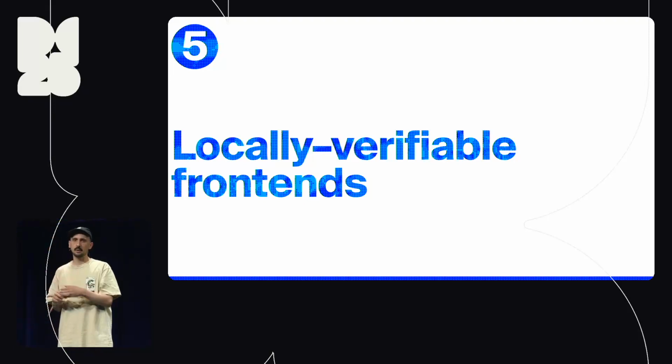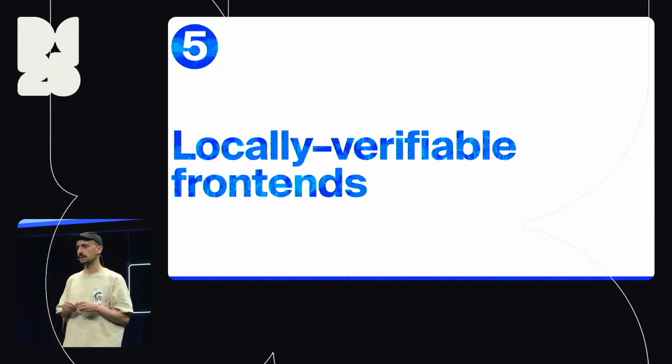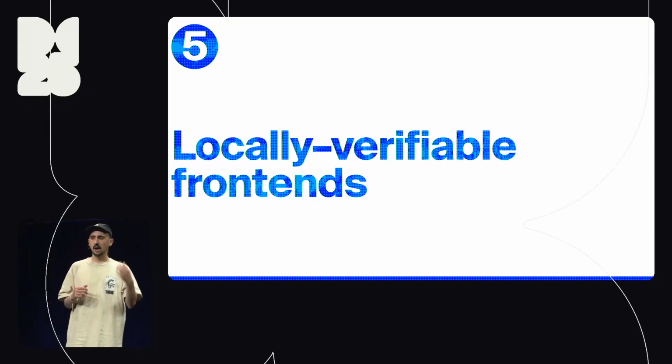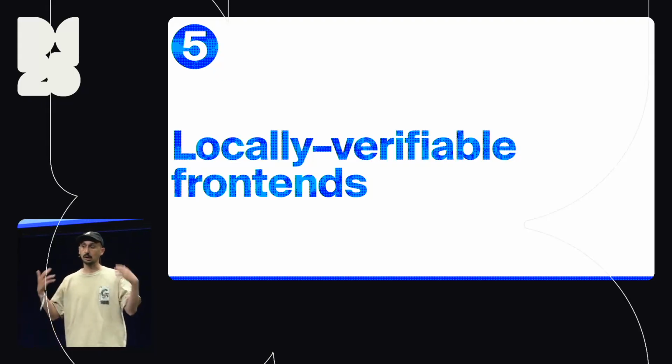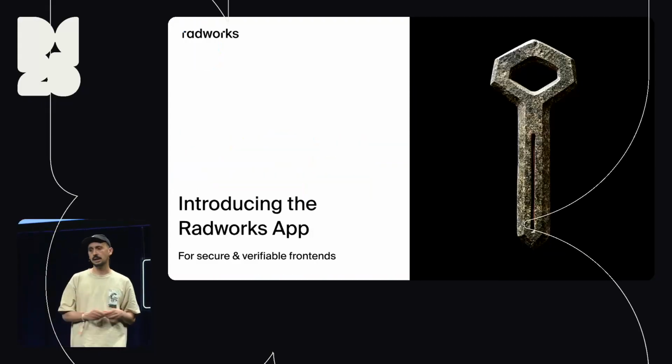Today, as the last thing I want to show you, is something new that's coming out of our ecosystem. A group within our community has been using the Radicle protocol and these aspects of it that I showed you in order to solve a large problem we think for the industry, the problem of locally verifiable and secure front ends. So if we can go to the next slide.